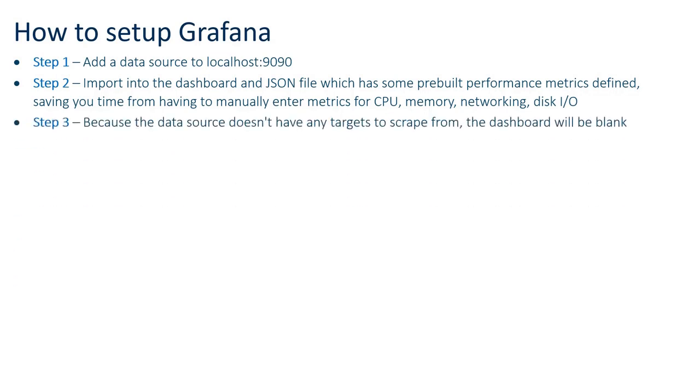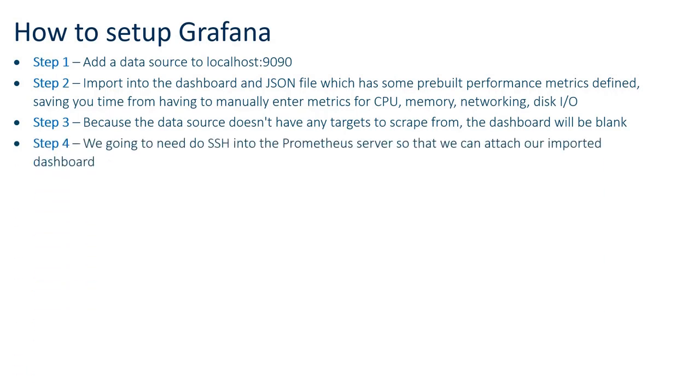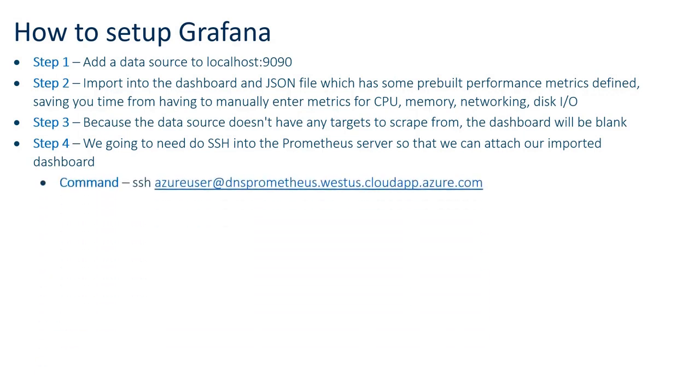Step 3 is to notice the dashboard will be blank at this point because we're not really scraping from any hosts yet. That's in a future step. Step 4 is we need to SSH into the Prometheus server because we need to attach this imported dashboard that we created for you into Prometheus. The way we do that is we SSH into that DNS that we looked at earlier. Yours might be different depending on what you put there.